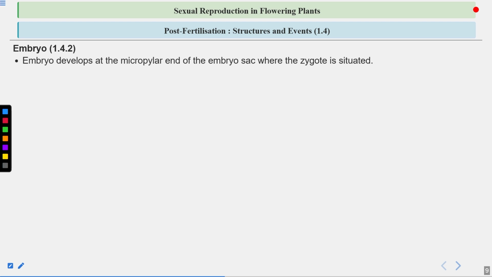The zygote has been formed from the syngamy process, in which the egg got fertilized with one of the male nuclei, right? And that egg is present in the embryo sac at the micropylar end. This story we have discussed in the previous class, this fertilization process, right? So the embryo develops at the micropylar end, and this embryo is developing from the embryo sac only, because this embryo sac contains the zygote, and the zygote is the conversion of the egg cell.